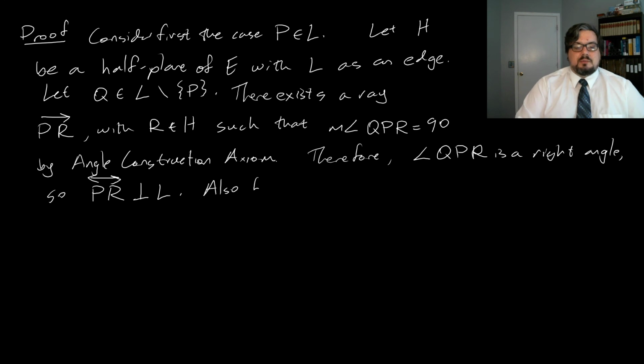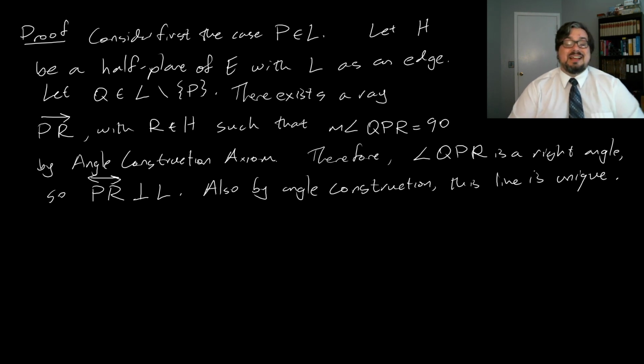Also, by angle construction, this line is unique, because the angle construction axiom says that there is a unique line, or a unique ray rather, that forms an angle of measure 90. And we know that all right angles have measure 90. So angle construction gives us the situation here. So that's the case when P belongs to the line L, and that's the easier case.